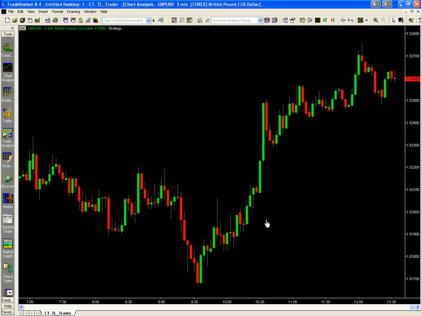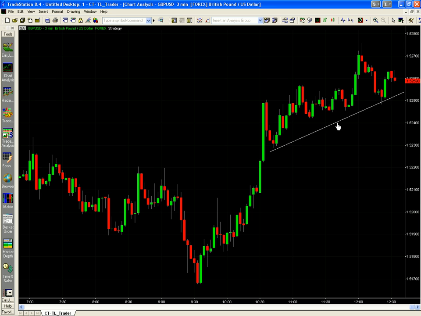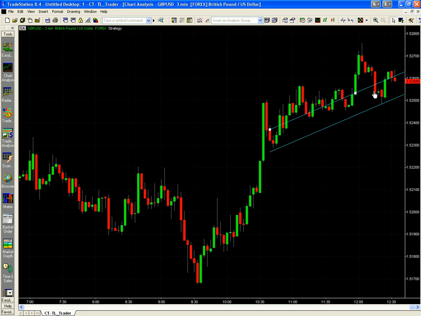This is an example of the British pound US dollar. It's been an uptrend. And let's just say the trader wanted to be able to draw a line and use manually drawn lines. Well, you go to lines, draw a line. We're going to put a trend line here, and then I'm going to go back and change it back to the arrow. I'm going to duplicate and have a second one.